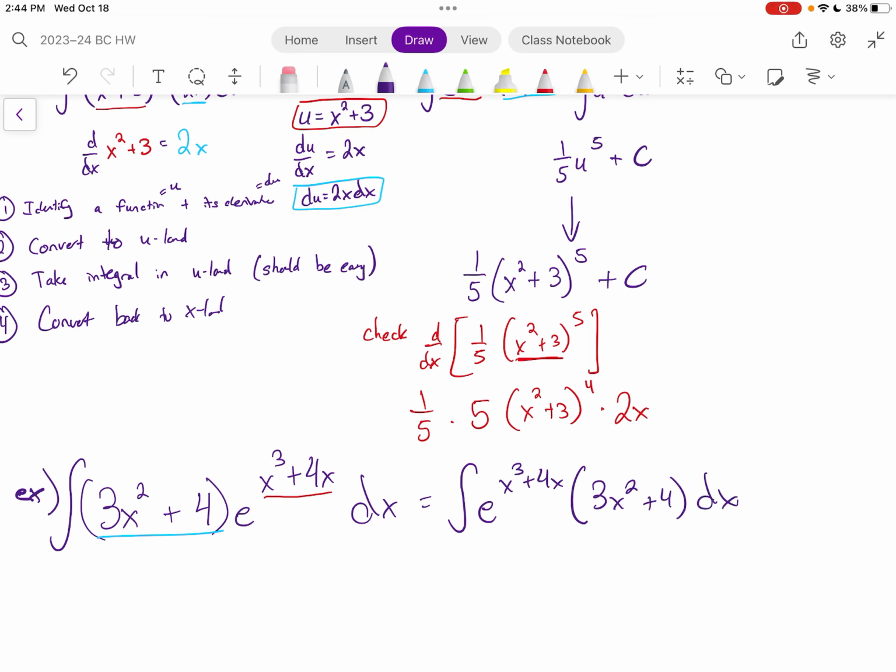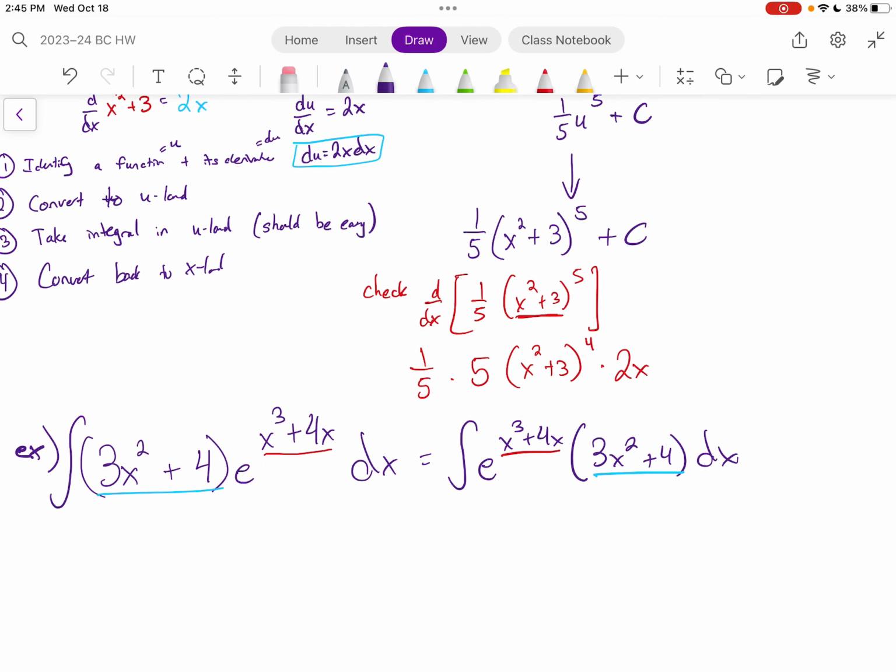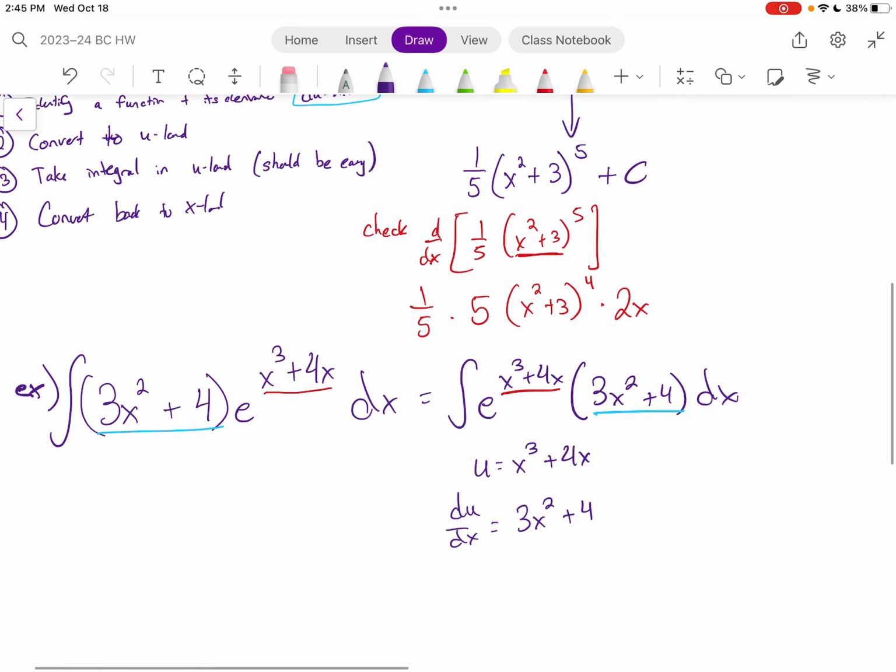Well, we identified the red function and the blue function, the function and its derivative. Let's set u equal to the function. Let's take its derivative. Oh, look, there it is. Let's multiply by dx.